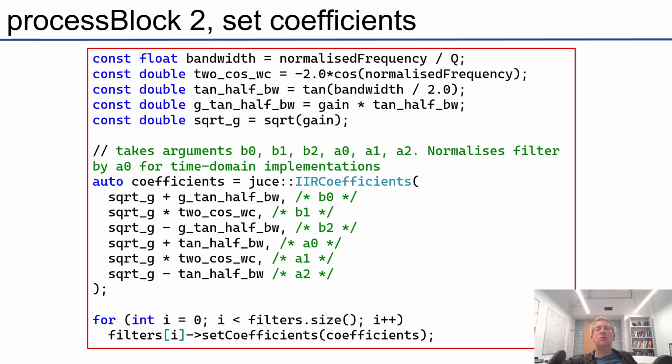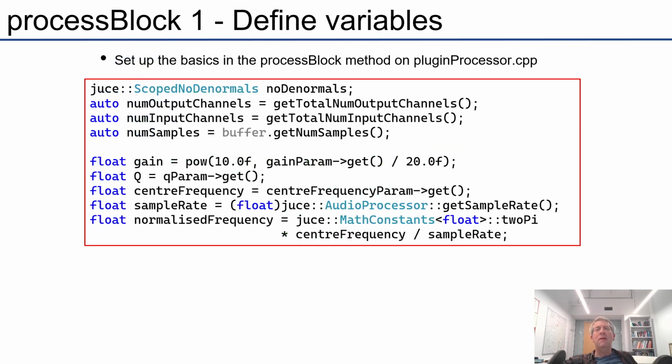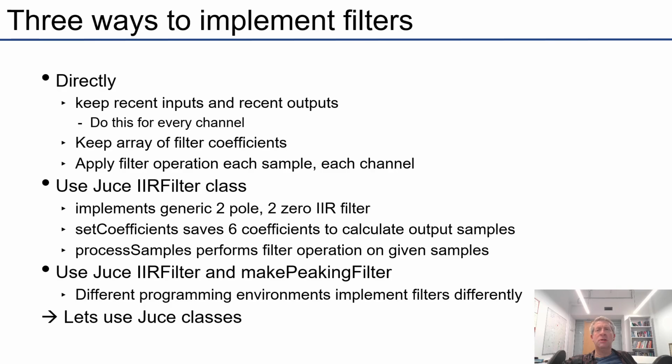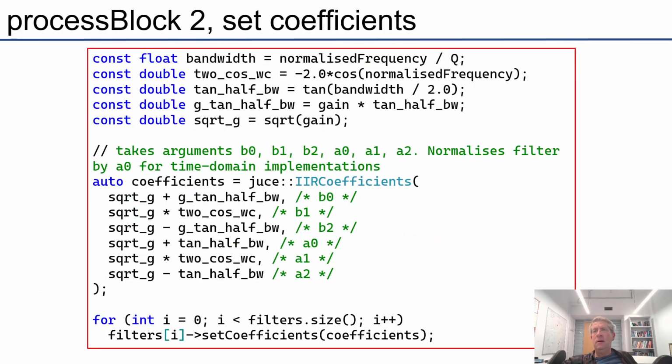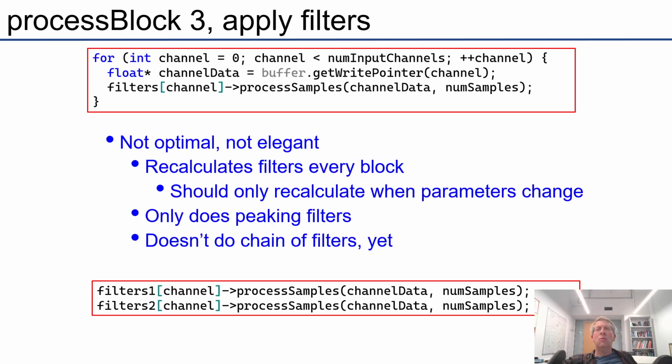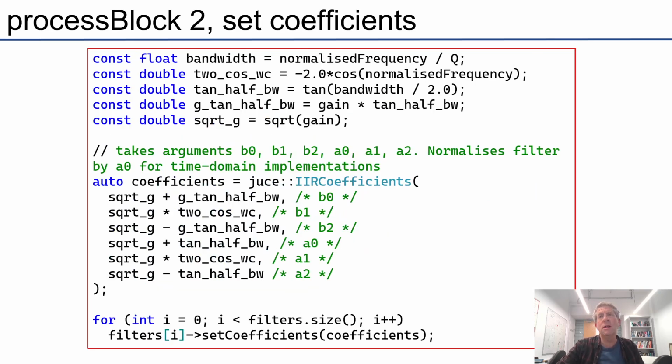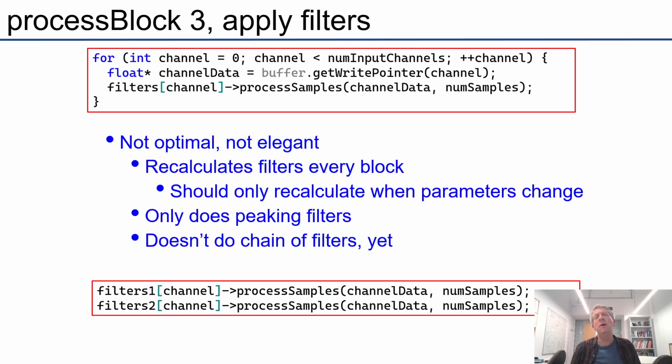Then we can just use this set coefficients method. That's all part of the Juice IIR filter class. And we can process the samples again based on that class. So this is still fairly simple, and it's not the optimal solution. It recalculates the filters every single block. We certainly don't need to do that unless coefficients have been changed. It only implements peaking filters, so we could have a bit more math for all the possible types of filters, and it doesn't chain the filters yet. But it's not a huge amount of extra effort.